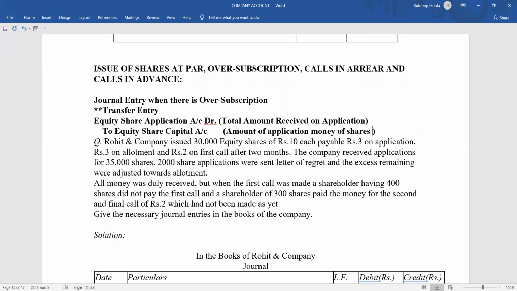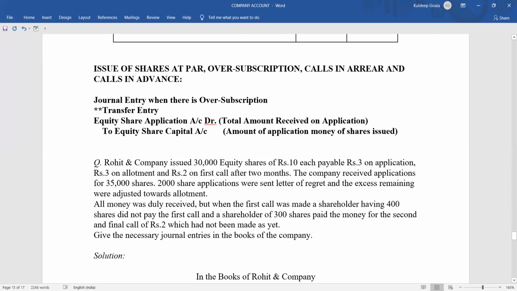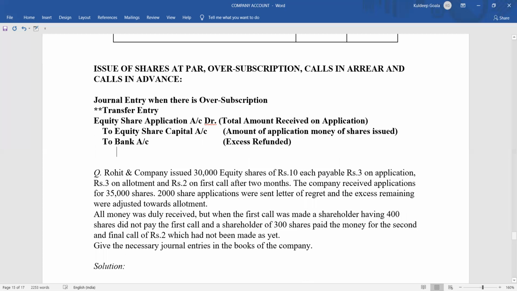Shares issued. जितना शेयर तुमने इशू किया है, उसके ऊपर जो पैसा होता है वो आएगा तुम्हारे अमाउंट ऑफ एप्लीकेशन में. ओके, सॉरी, इक्विटी शेयर कैपिटल में. फिर आता है टू एक्सेस. अगर जो है वो रिटर्न बैक हो जाएगा टू बैंक अकाउंट. ठीक है, ये बैंक अकाउंट में आ गया कौन सा अमाउंट? एक्सेस जो रिफंड करेंगे हम लोग. ओके, एक्सेस रिफंडेड. क्लियर? फिर आता है हमारा नेक्स्ट वाला टू इक्विटी शेयर अलॉटमेंट अकाउंट.